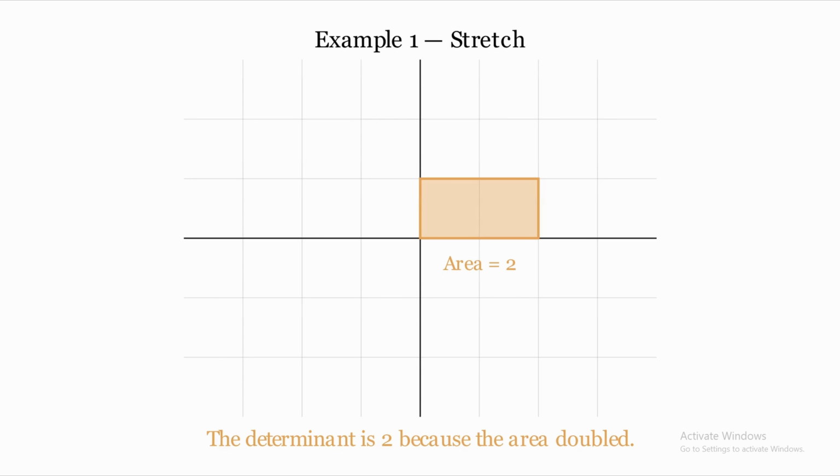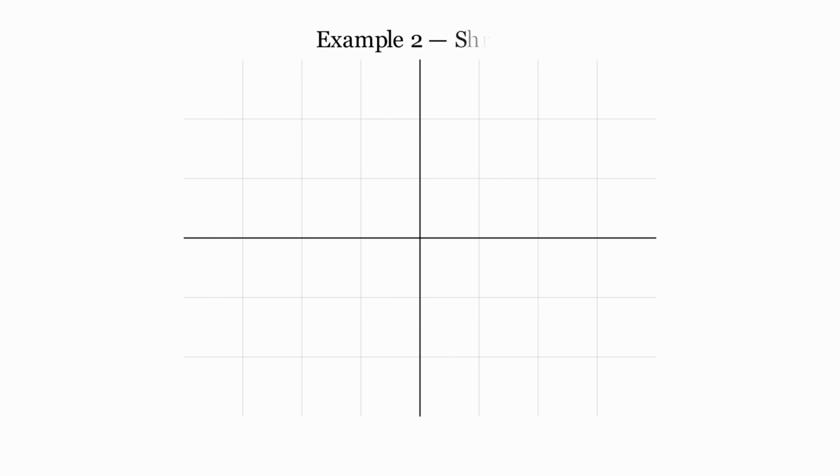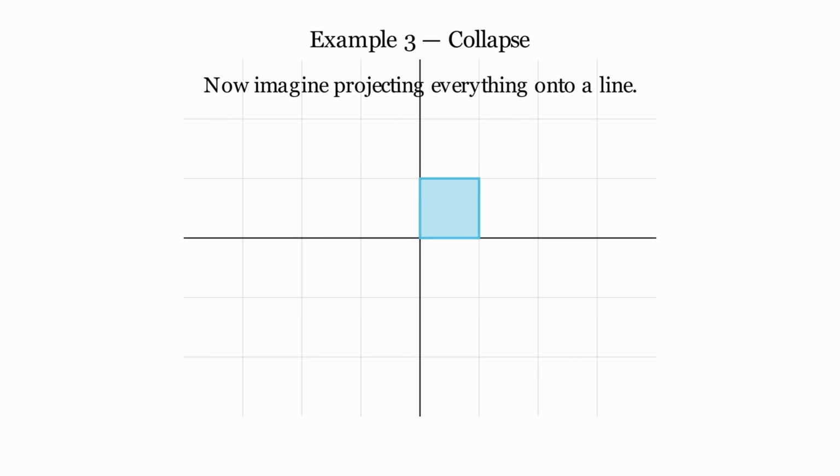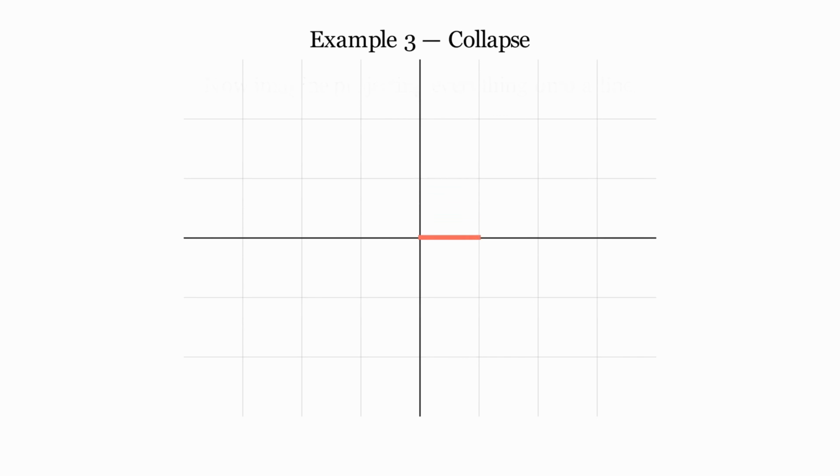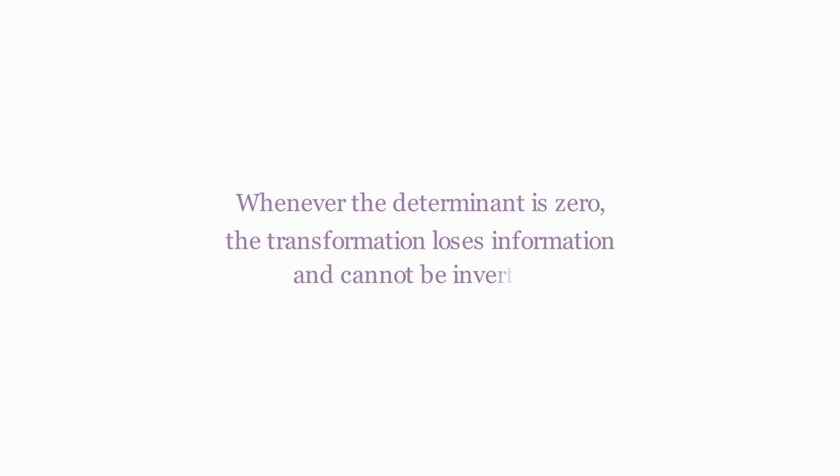So let's talk about the next example, which is shrink. Now shrink the square: before, the area is equal to 1 and after, the area becomes 0.5. So the determinant will be 0.5. And in a collapse, the square has no area anymore. Area becomes 0, so the determinant becomes 0. Whenever the determinant is 0, the transformation loses information and cannot be inverted.